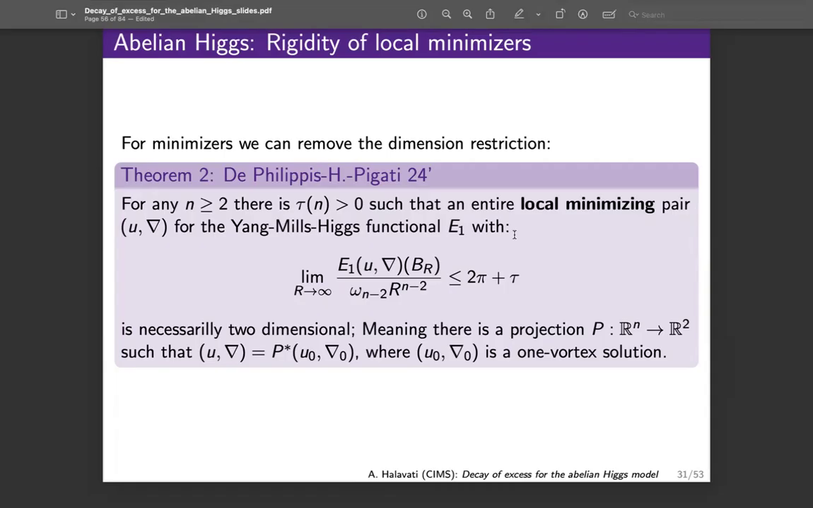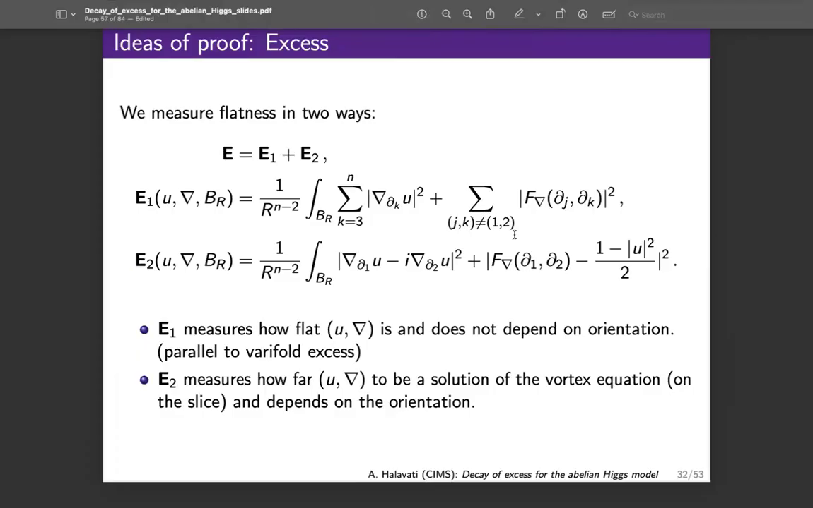But to start, first I have to tell you how we measure flatness. So the flatness is actually measured in two ways. If you expect to be constant in tangential directions, then you expect the tangential part of the energy exactly to be zero, right? So we measure this in E1. And if you expect on two-dimensional transversal slices to be a solution of the vortex equations, then you expect this to be zero, which is exactly how we measure E2, right?